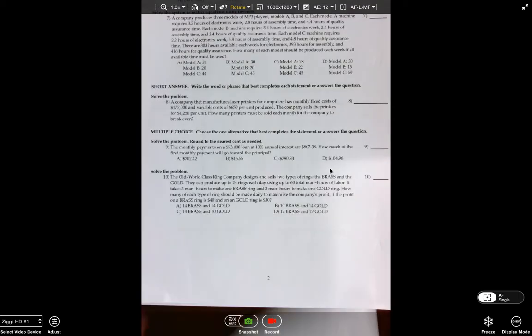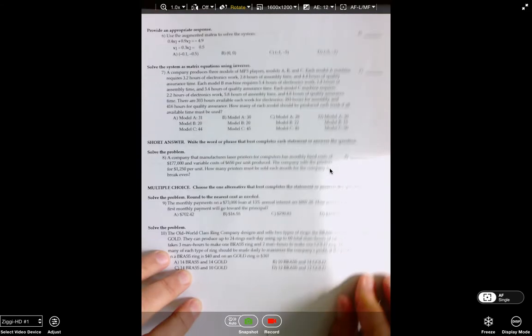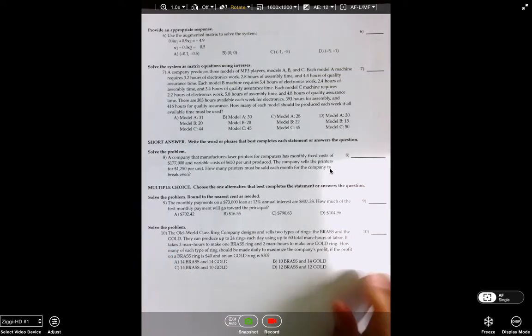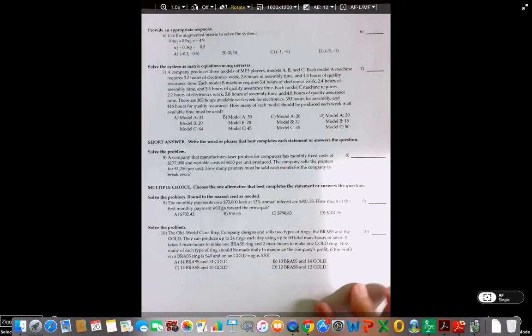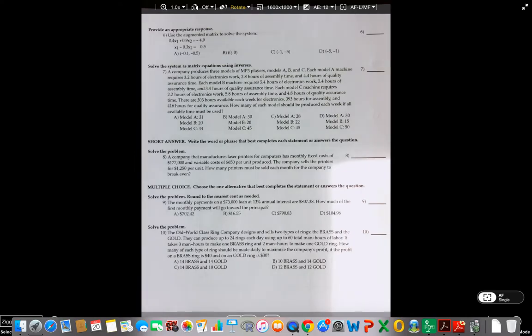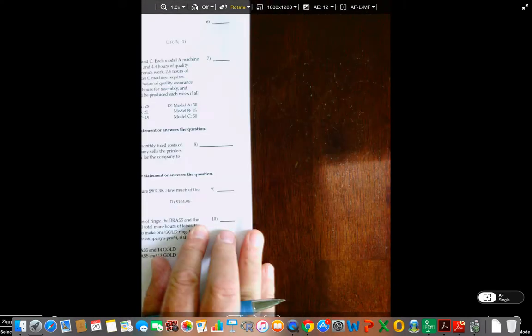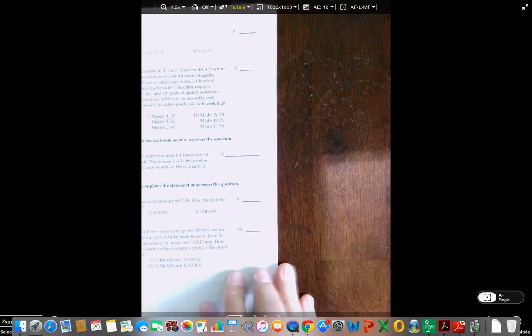I hope this helps. I really need to be mowing my yard right now, but this is more important. All right. The sun is starting to come in. Let me move over a little bit. Get out of that.